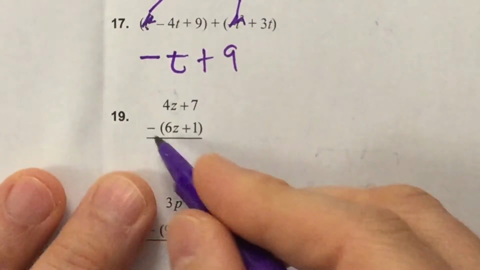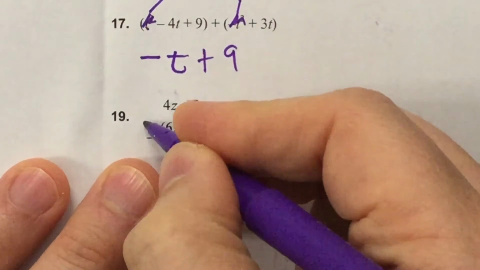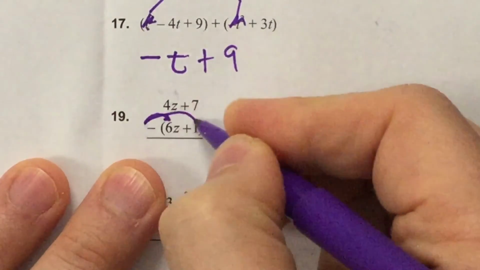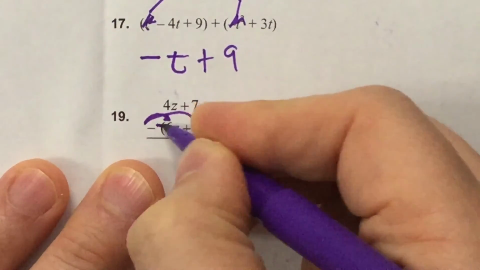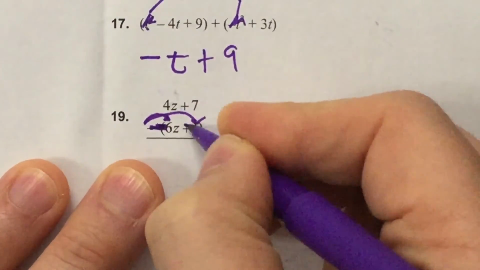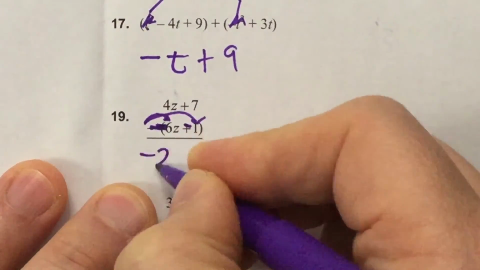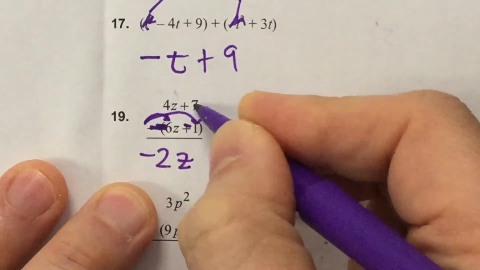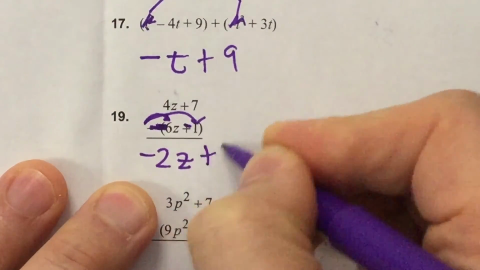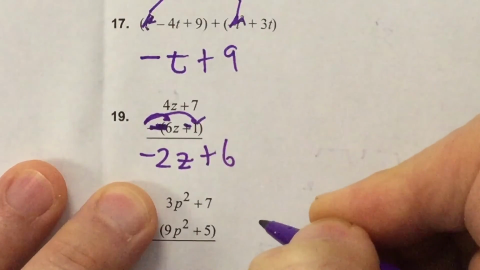Number 19 is a subtraction problem. So we distribute this negative sign here and here. So we end up with a minus 6z and a minus 1. 4z minus 6z is going to be negative 2z, and 7 minus 1 is going to be 6. So you end up with negative 2z plus 6.